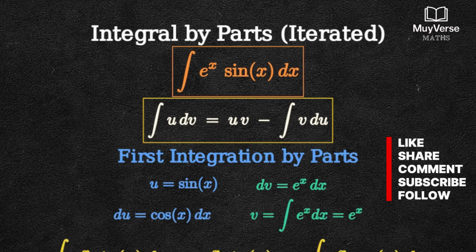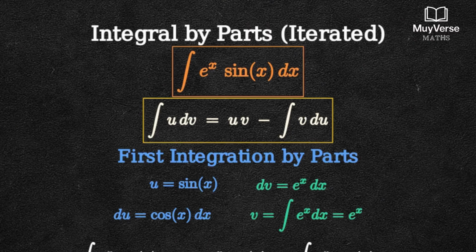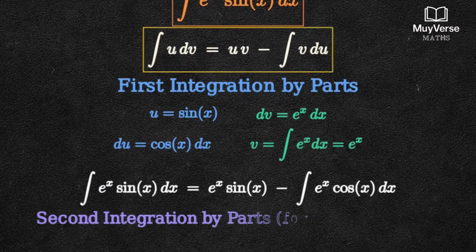Apply the formula to get the integral of e to the x sine x dx equals e to the x sine x minus the integral of e to the x cosine x dx. We still need that remaining integral. Compute the integral of e to the x cosine x dx with integration by parts again.